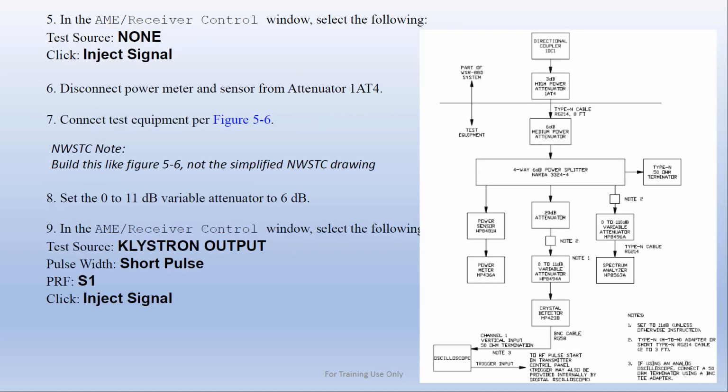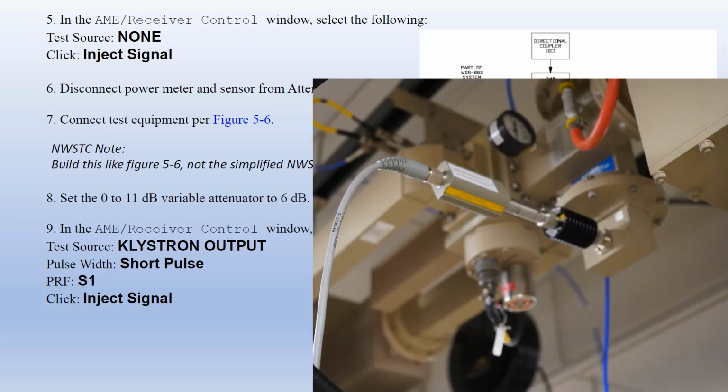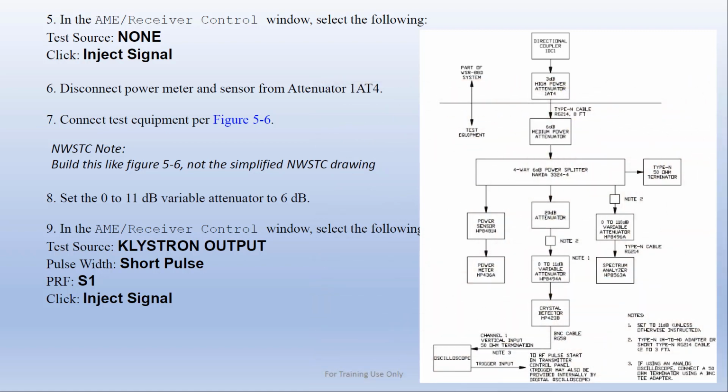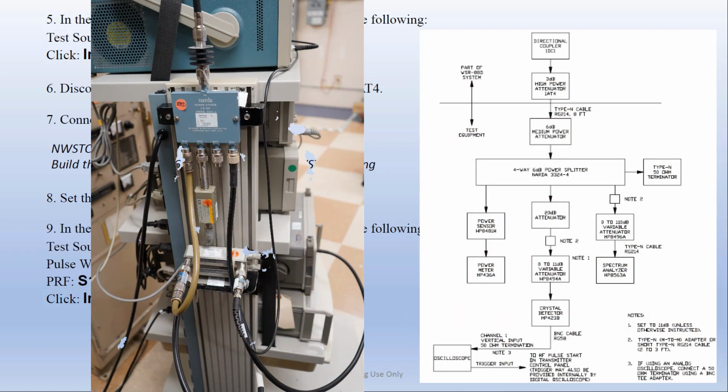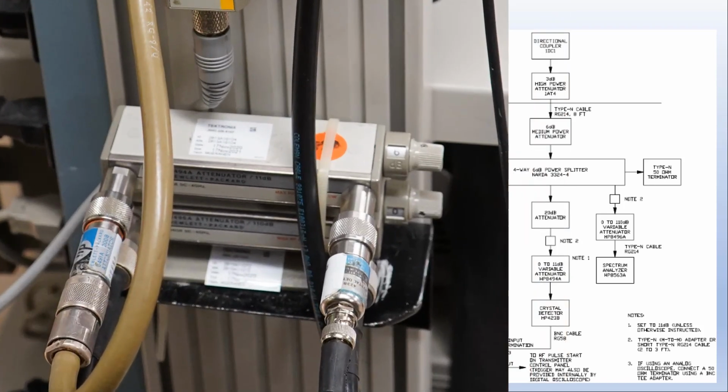In step 5, we'll turn our tube off by selecting test source of none and inject signal. We'll disconnect our power meter from 1AT4 and connect our test equipment per figure 5-6. Build this like figure 5-6, not the simplified training center drawing. We're going to set our variable attenuator to 6 dB.